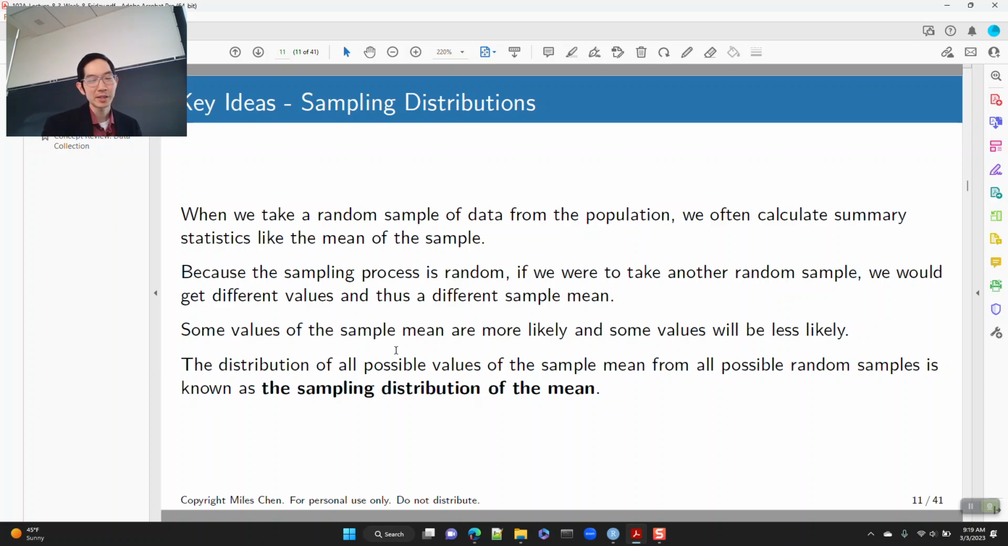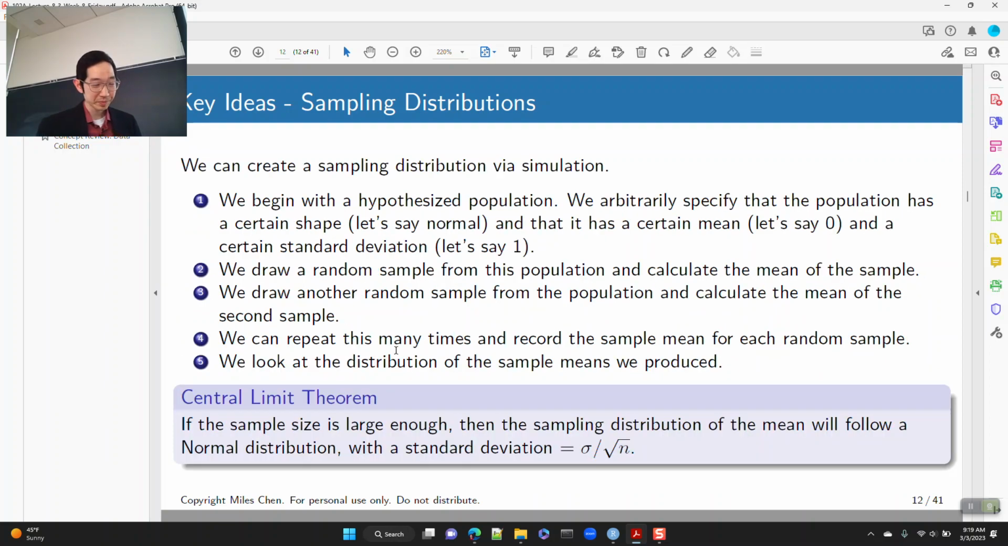All right, some sample means are going to be more likely, other sample means are going to be less likely. And if we want to know the distribution of all the different possible values of sample means, that's going to be what we call the sampling distribution of the mean. Sampling distribution of the mean. So hopefully this is all review here.